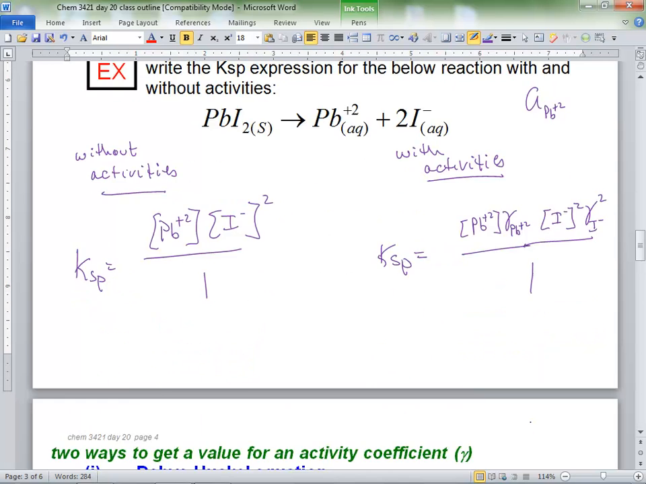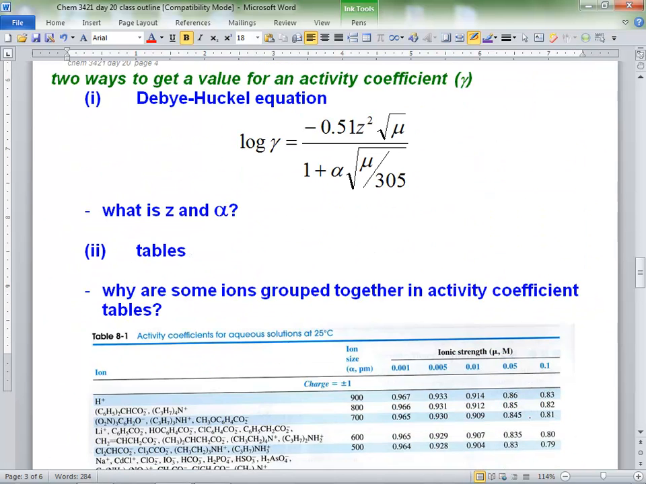Good question, Jamie. Here it goes. How are we going to get that gamma? Led into the next one. Okay, there's 2 ways to get it. Here's the first way. Log of that gamma, the activity coefficient we're after, is a negative 0.51 z squared, square root of mu, all over 1 plus alpha, square root of mu over 305. And you have these programmable calculators, it probably wouldn't be that bad. Except the problem is you have to look up. Now the z we already said is what? C is the charge. The charge.